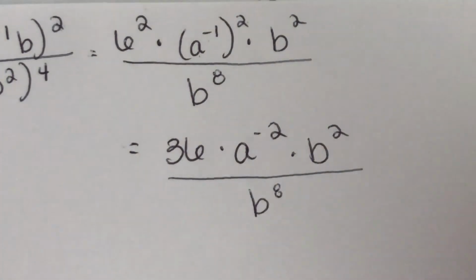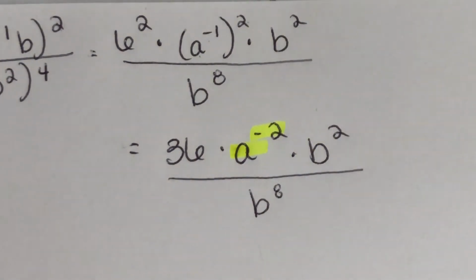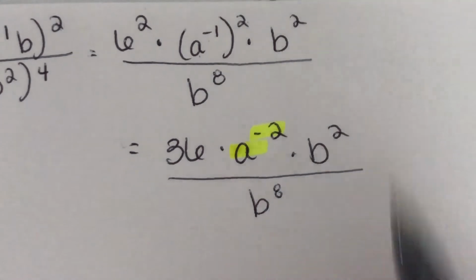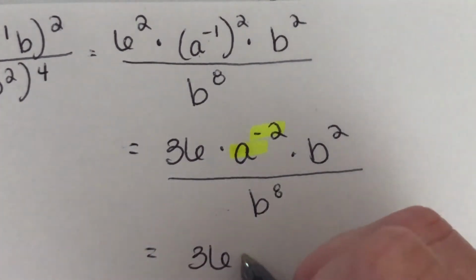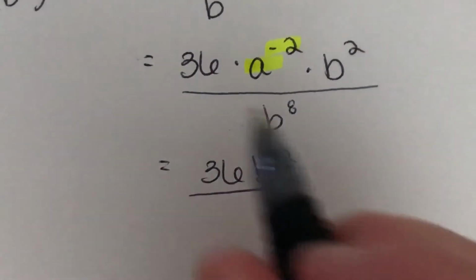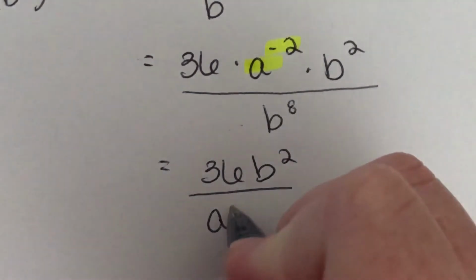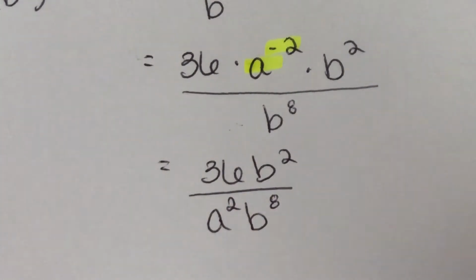And then the only thing in the wrong spot here is this a to the negative 2. Nothing else is in the wrong spot. So I'm going to move that. It's on the wrong floor. I have to move it down here to the bottom, right? So I'm going to have 36. This is moving down to the bottom, and then I still have b squared on top. And then on the bottom, I moved this a to the negative 2, but when I move it down, it doesn't keep the negative sign, so it's a squared. And then I already had b to the 8th there. Okay, am I done? Not quite.